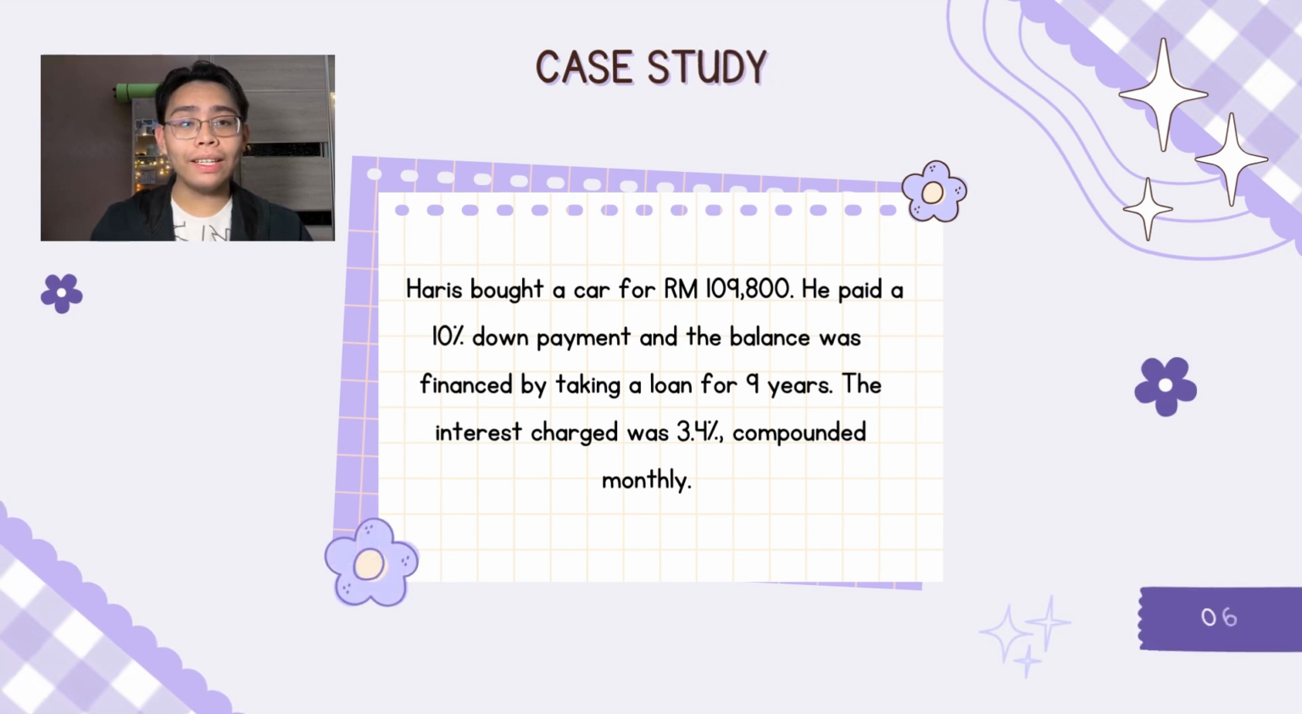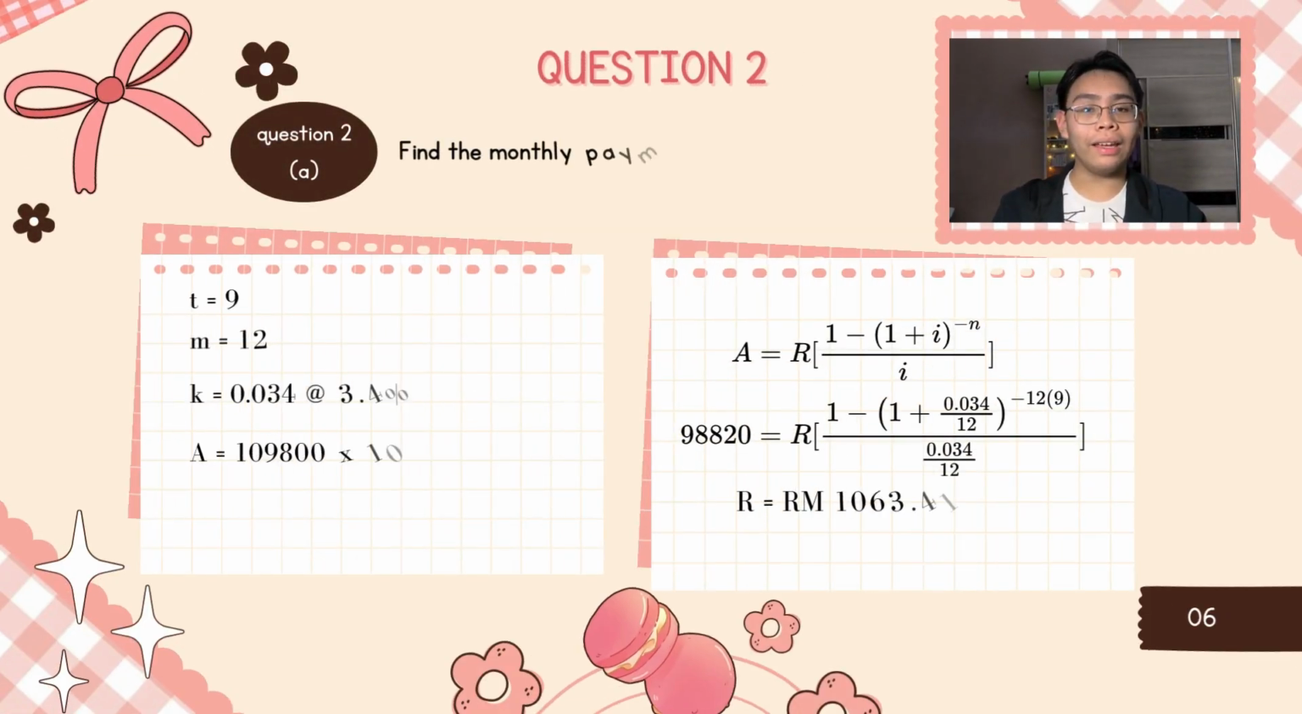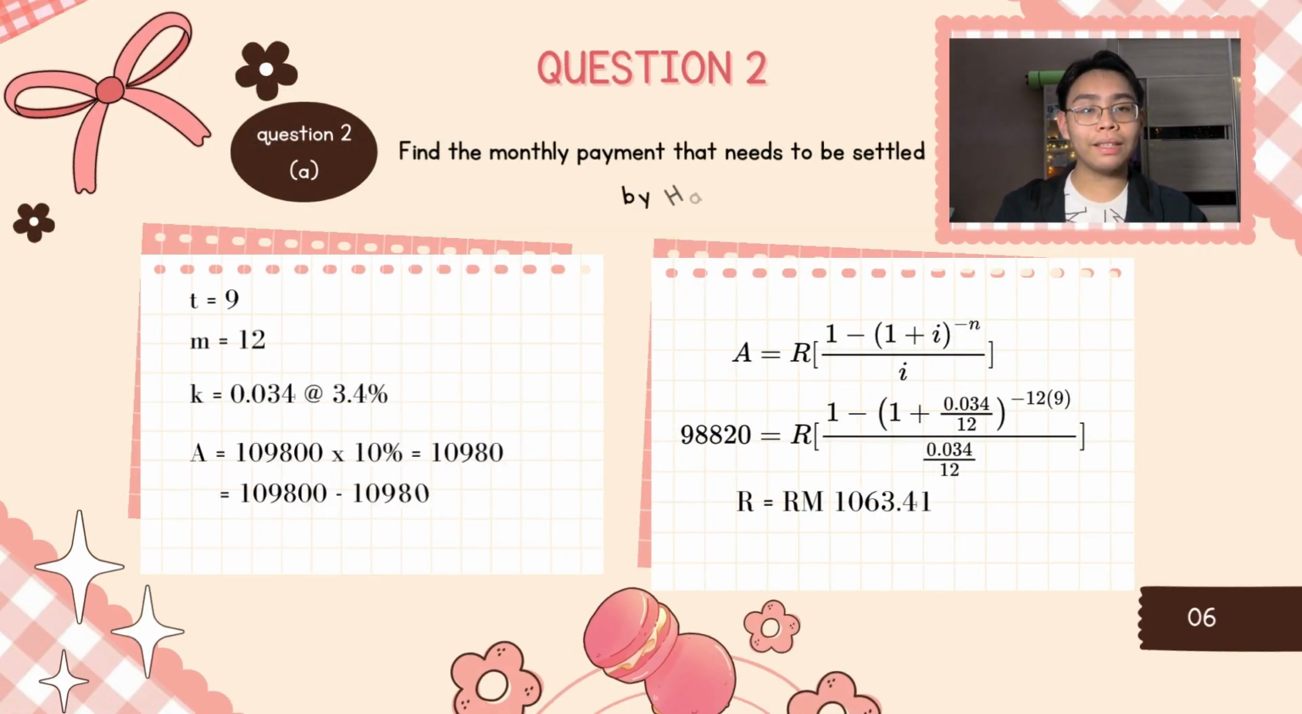In regards to the case study, Haris bought a car for 109,800 ringgit. He paid a 10% down payment and the balance was financed by taking a loan for 9 years. The interest charged was 3.4% compounded monthly. Here lies the second question. A. Find the monthly payment that needs to be settled by Haris.